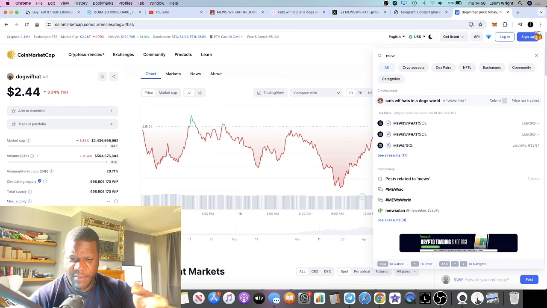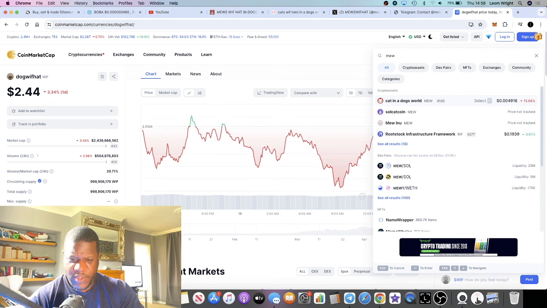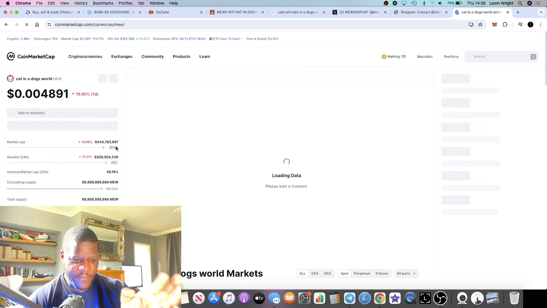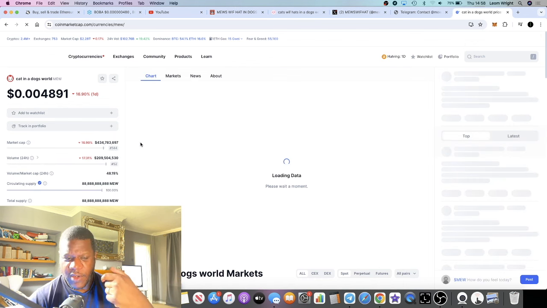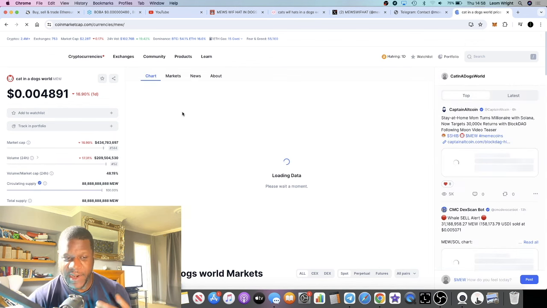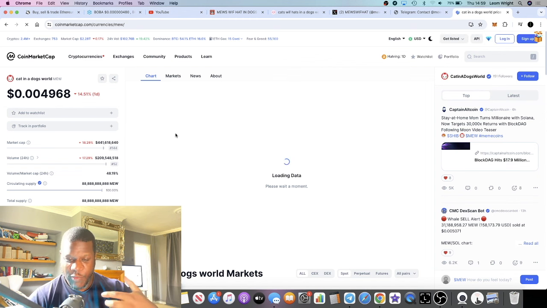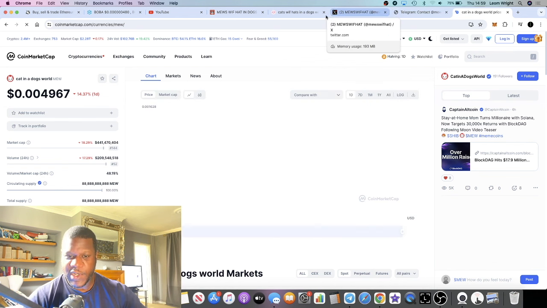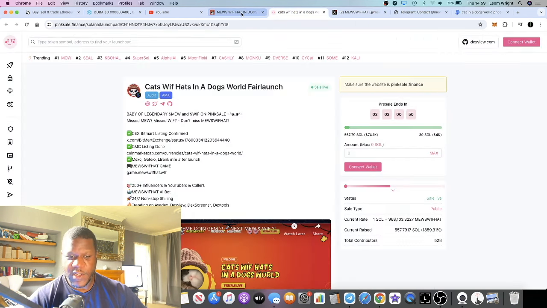Is it 500 million market cap? It's MEW on Solana. MEW is currently at a 434 million market cap. So MEW is a cat, WIF is a dog, and this is a cross between MEW and Dog with HAT, also launching on Solana. Cats with hats in a dog world, fair launch.